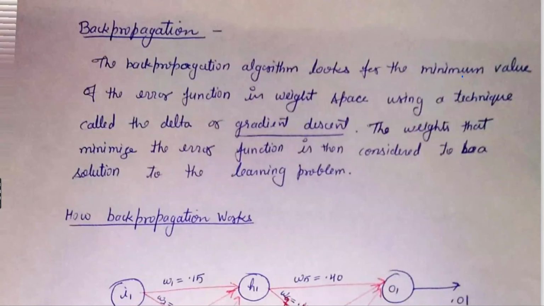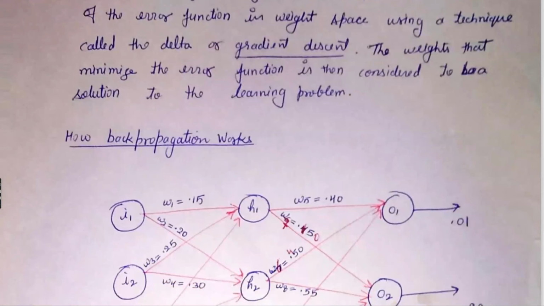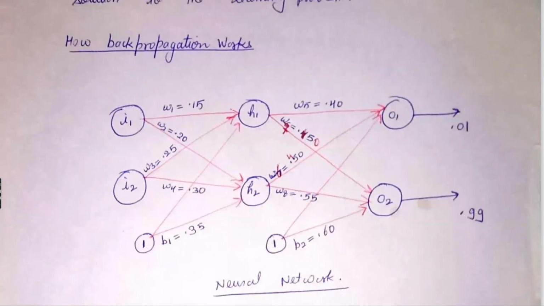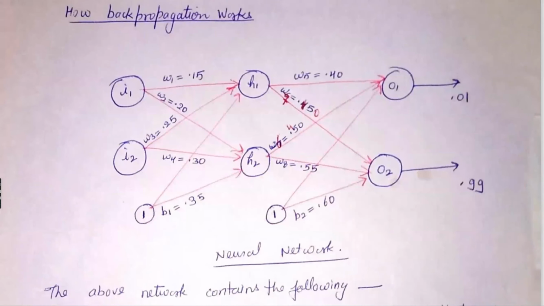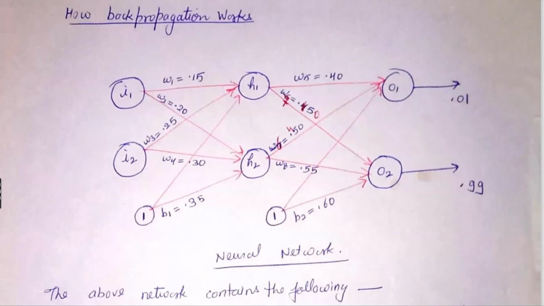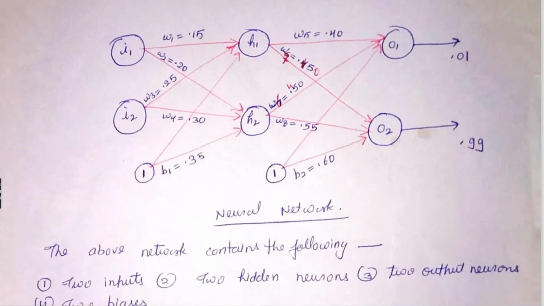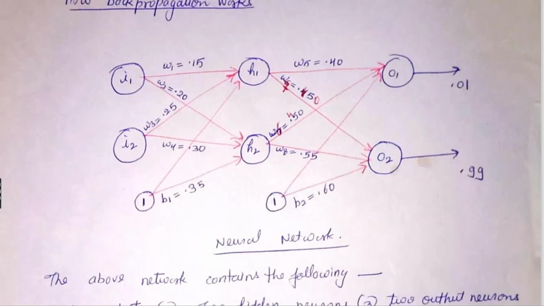A back propagation algorithm is used to minimize the error using the technique called gradient descent. We will understand this with the help of a diagram and a numerical example, how this back propagation works. As we know, in a multi-layer neural network, we have multiple inputs, some hidden layers and output.